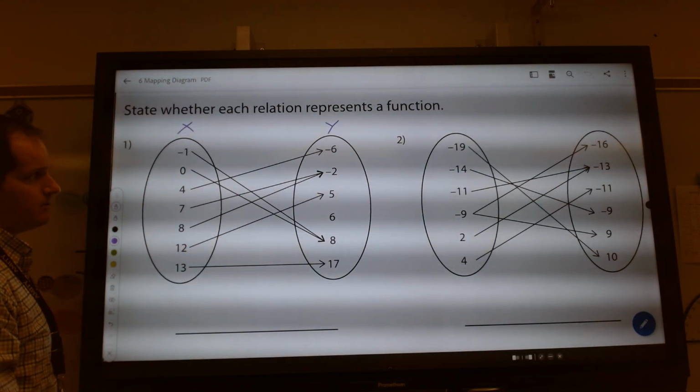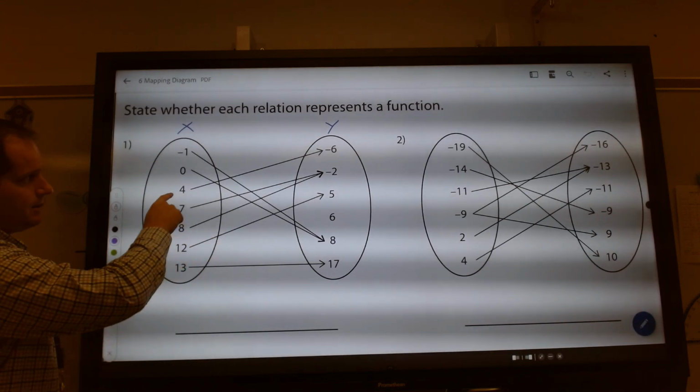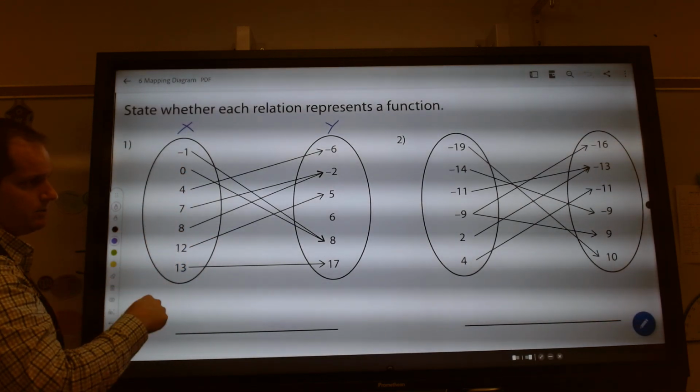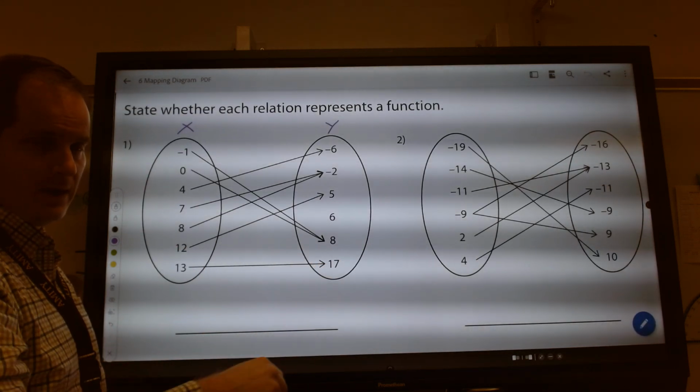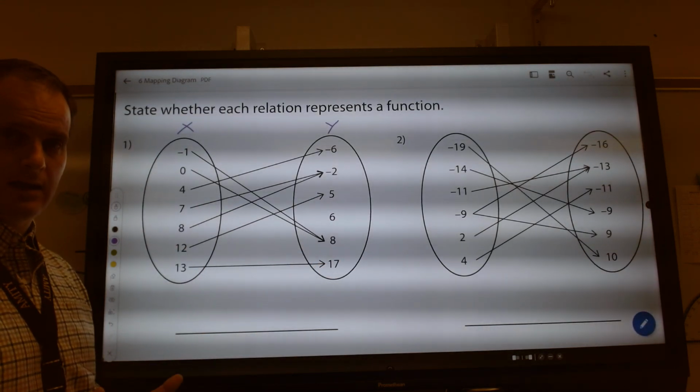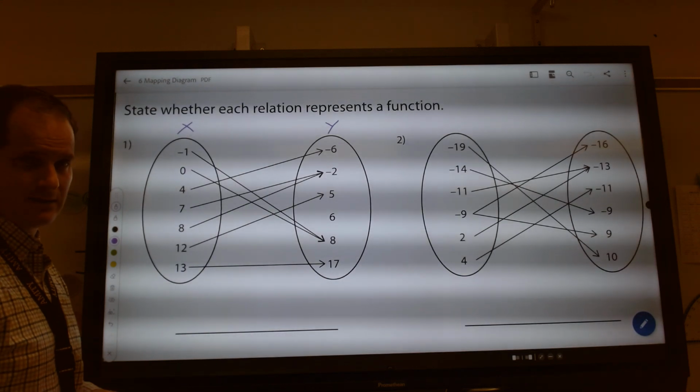If you notice with a mapping diagram, the key thing is we want to make sure that our x values are unique, which means that each input only has one output. And if that is unique, then it is a function. If it is not, then it is not a function.